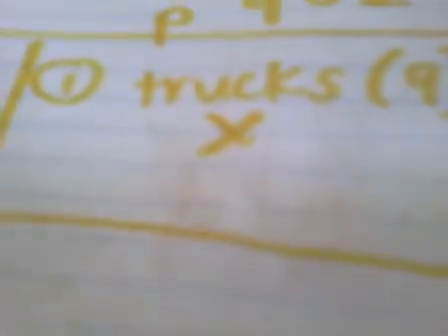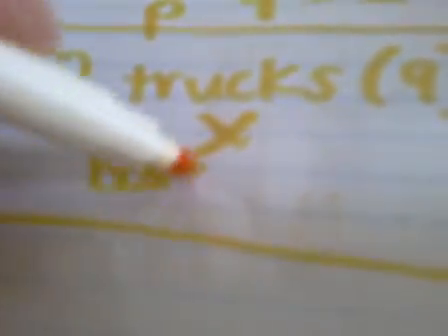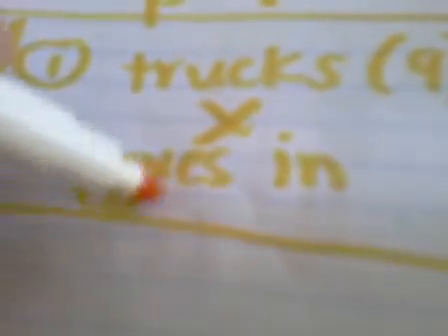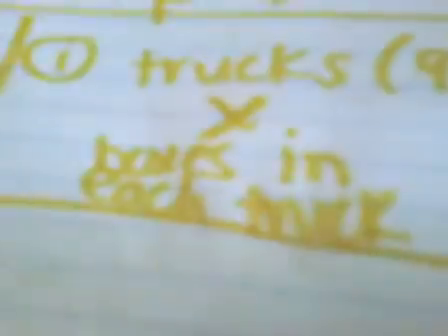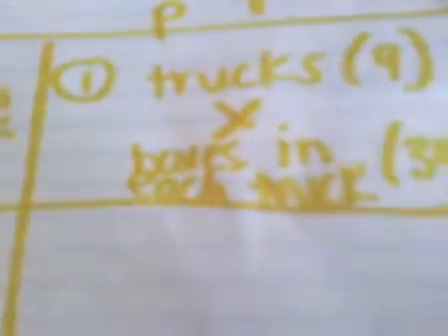So there's one step in my plan. Do you know what it is? The plan is to multiply the trucks, which is 9, times the boxes in each truck, which is 34. So that's my plan. So now I'm going to solve it. 34 times 9. And I'm going to solve this traditionally.